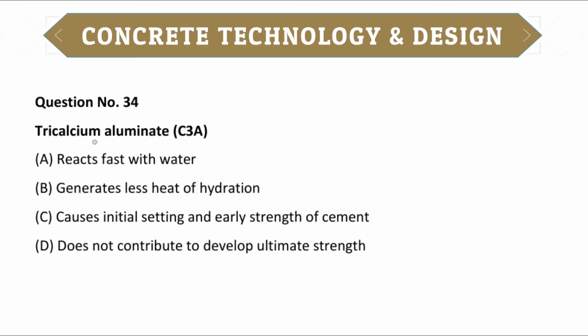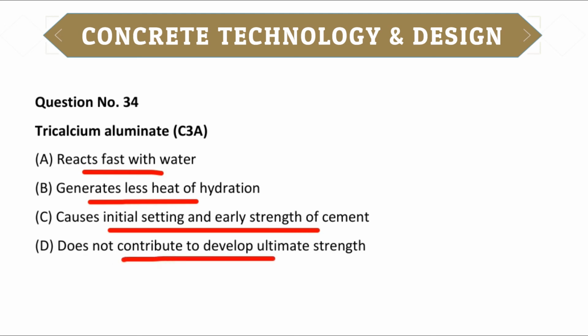So next question, tricalcium aluminate, C3A: option A, reacts fast with water. Option B, generates less heat of hydration. Option C, causes initial setting and early strength of cement. Option D, does not contribute to the development of ultimate strength. So the correct answer is option B, generates less heat of hydration.